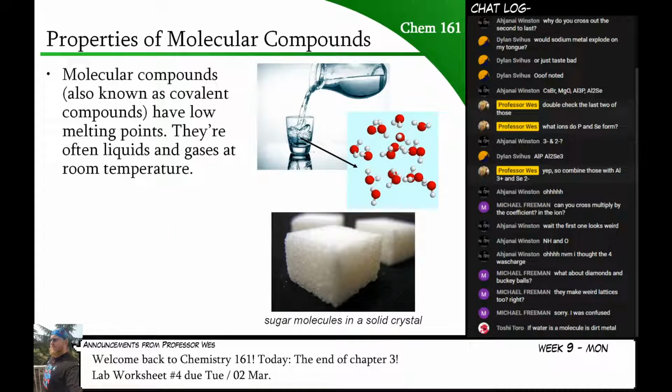But molecular compounds have a low melting point and they don't conduct electricity. Dirt is not a metal, but it contains ionic compounds. Mostly aluminum oxides and stuff like that, and silicon and stuff like that. I'm not a dirt chemist, unfortunately, so I don't really know too much about what's in dirt. But it is mostly just ground up minerals and stuff.